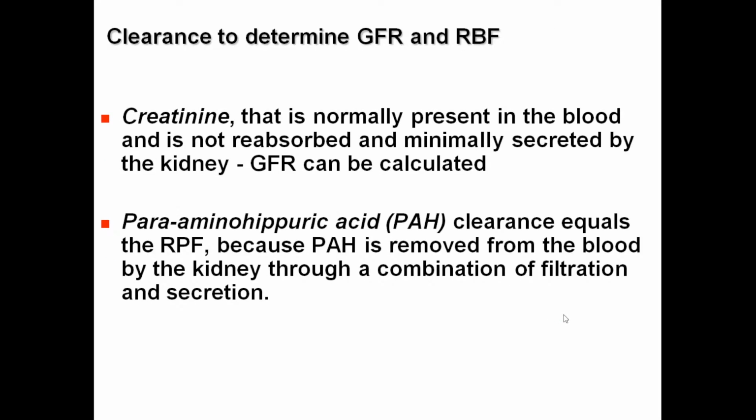So, a small summary: creatinine, which is normally present in the blood and is not reabsorbed and minimally secreted by the kidney, is used in clinical practice to determine the GFR. Para-aminohippuric acid clearance is equal to renal plasma flow because this substance is removed from the blood by the kidney through the combination of filtration and secretion. Thus, it can be used to know the renal plasma flow.